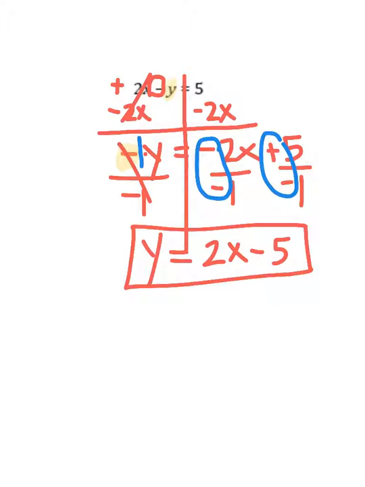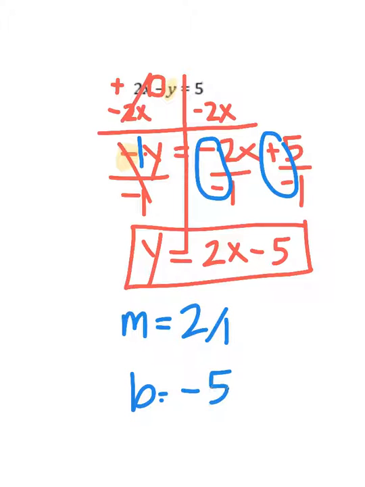Alright, so again, if you wanted the slope, slope would be the coefficient of x, which would be 2 or 2 over 1. And your y-intercept would be your constant, which is negative 5.